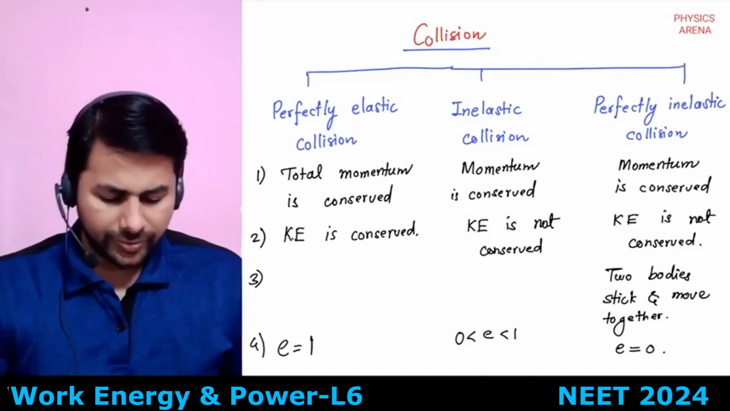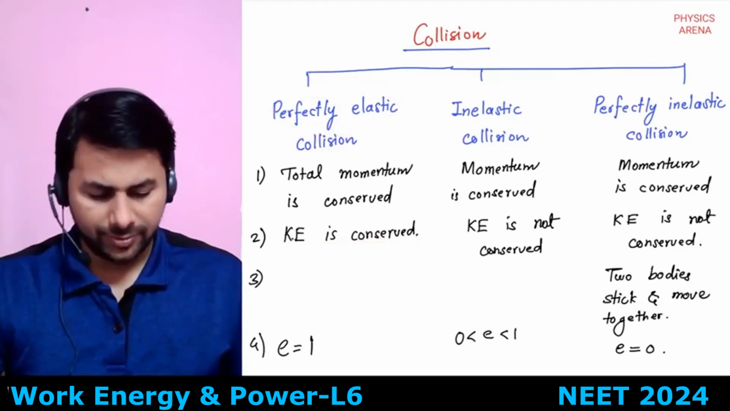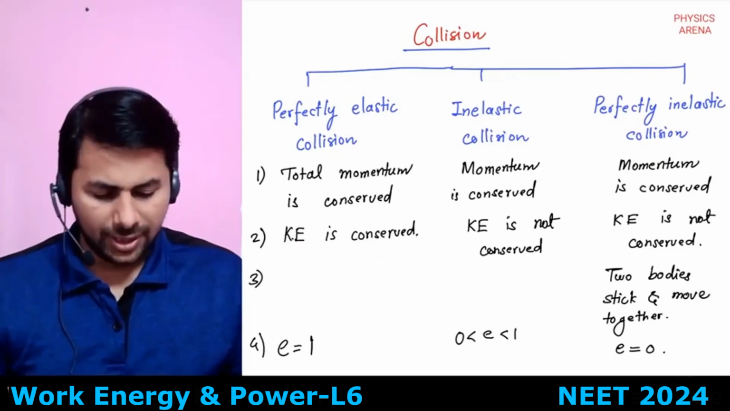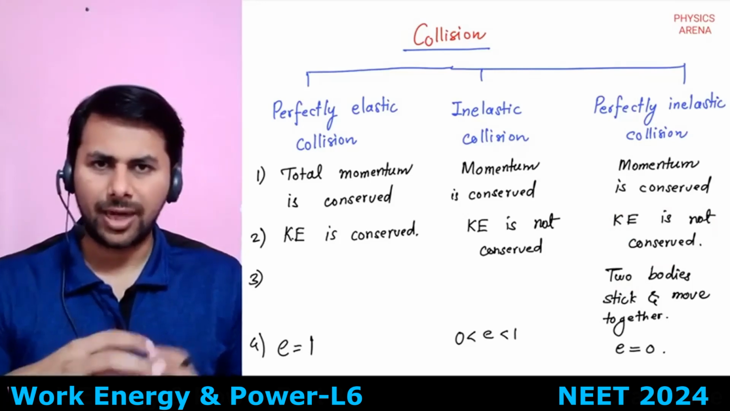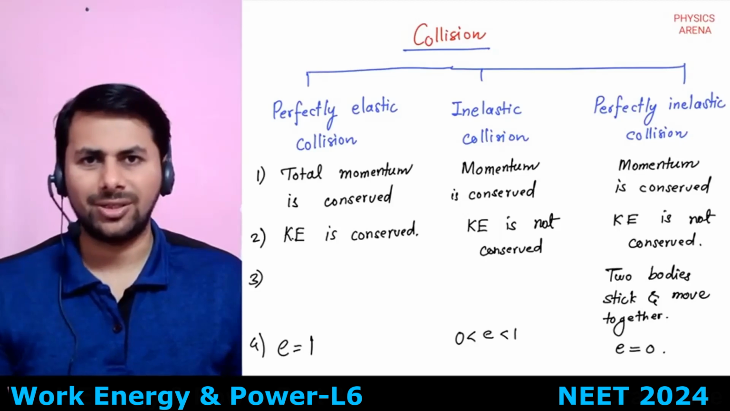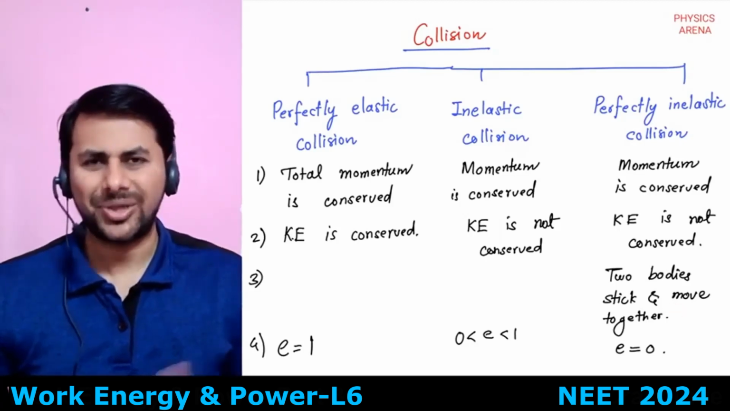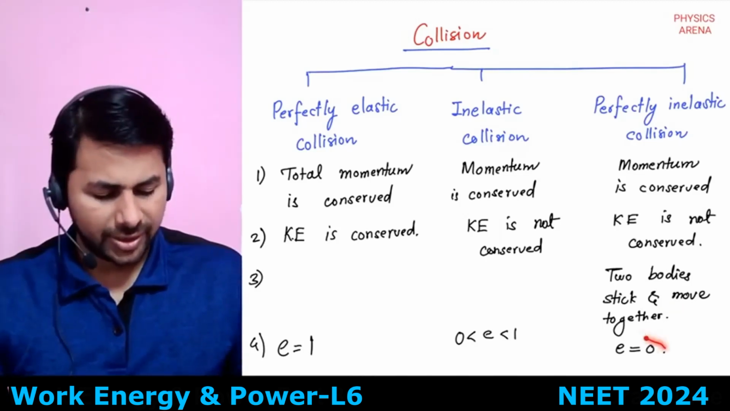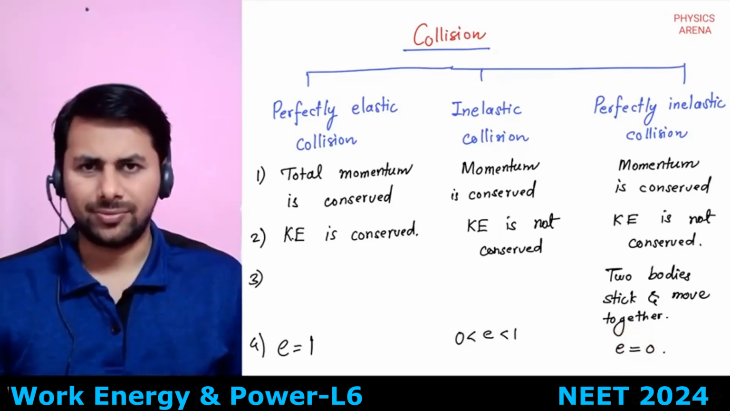So kinetic energy is conserved in a perfectly elastic collision. In a perfectly inelastic collision, there is some loss of kinetic energy, and apart from that loss, the two bodies stick together and move. So the bodies are not separating. What will be the velocity of separation in this case? The bodies are not separating, so the velocity of separation will be 0. And that's why the coefficient of restitution will be 0.